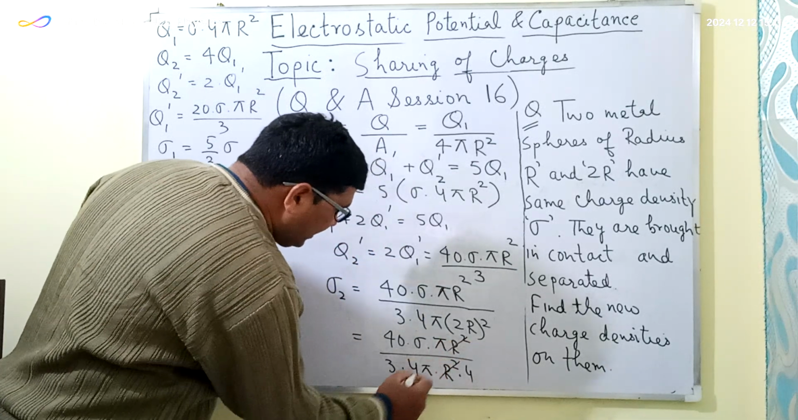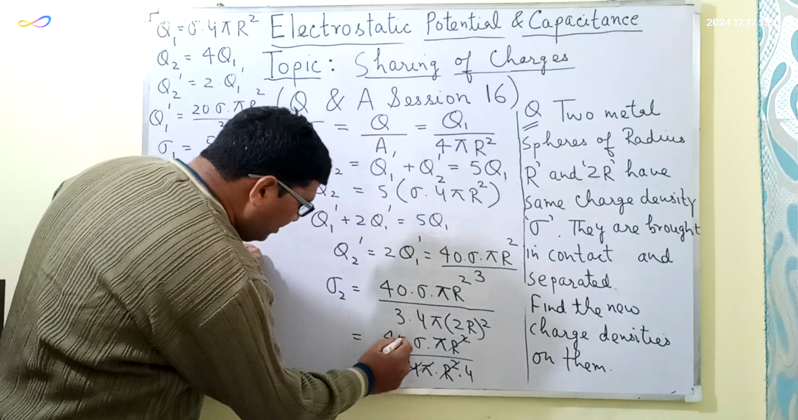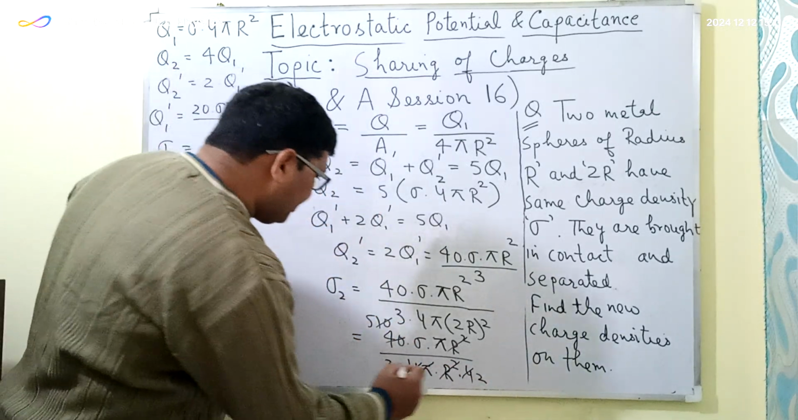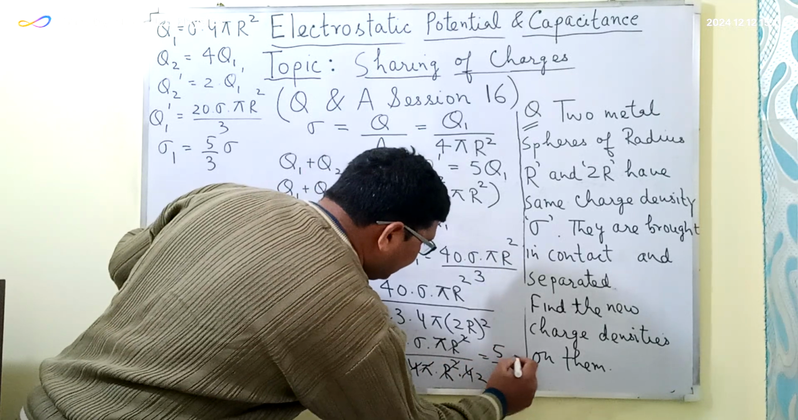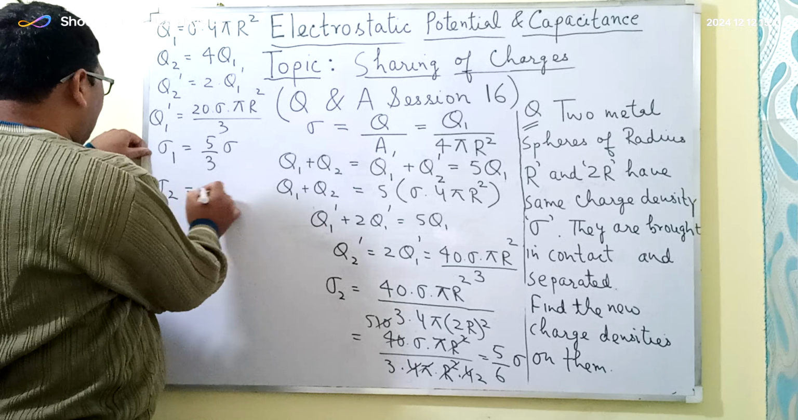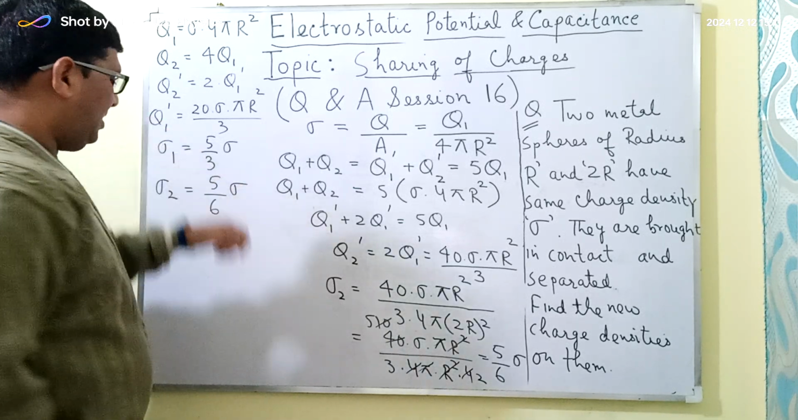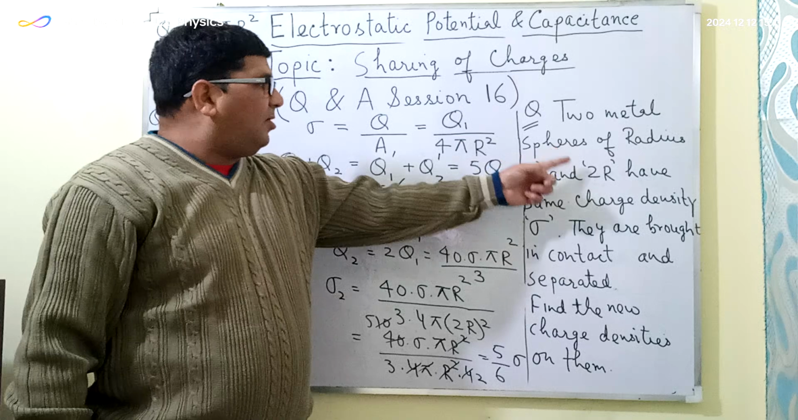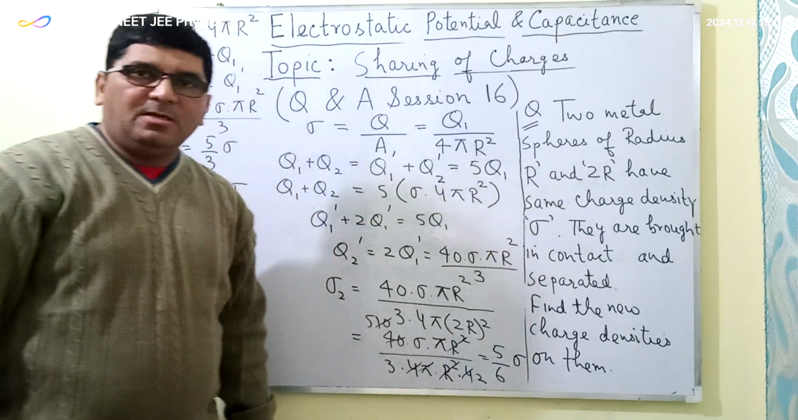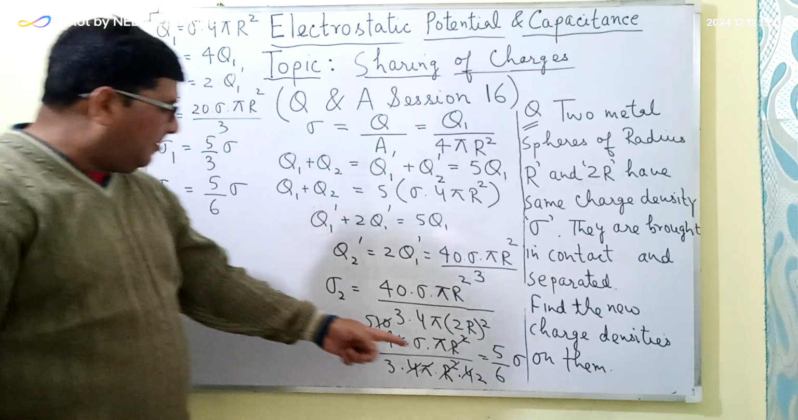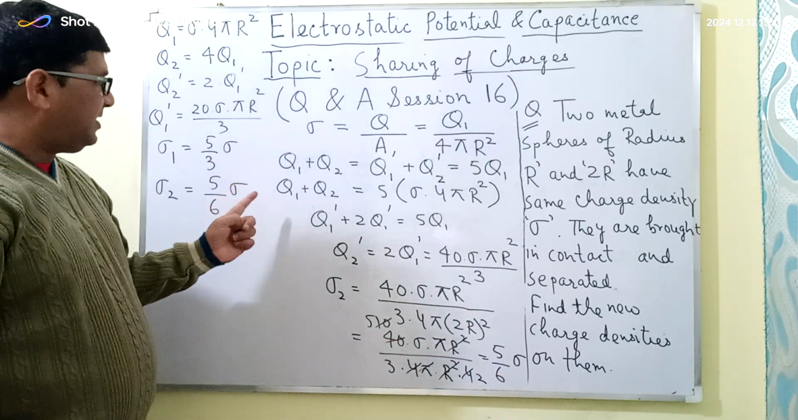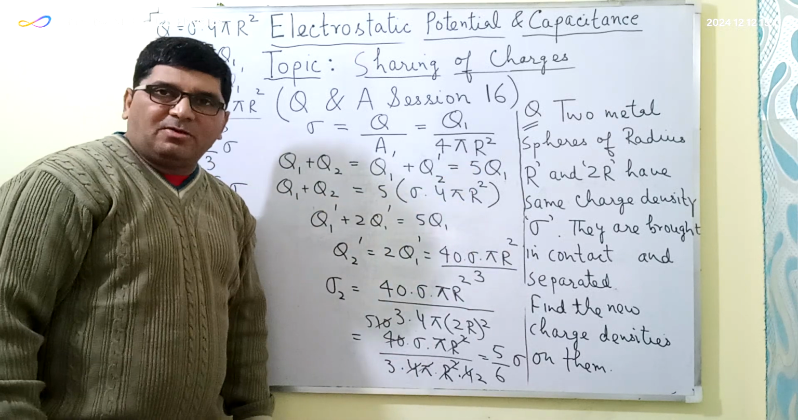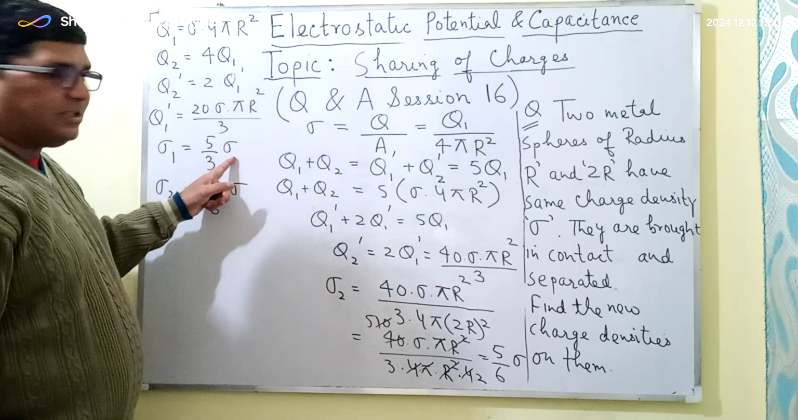So from here this r square and r square will get cancelled out, pi and pi will also get cancelled out. This 4 into 10 is equal to 40, so 40 by 48 reduces to 5 by 6. So finally the answer is 5 by 6 sigma. So sigma 2 is equal to 5 by 6 sigma. So the new surface charge density on the sphere of radius 2r after both these two spheres are brought in contact with each other and separated is equal to 5 by 6 sigma, and the new surface charge density on the sphere of radius r when both these two spheres were brought in contact and separated is equal to 5 by 3 sigma.